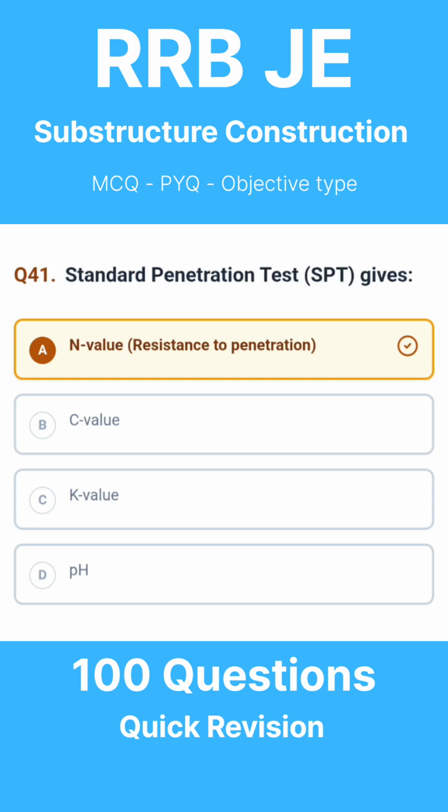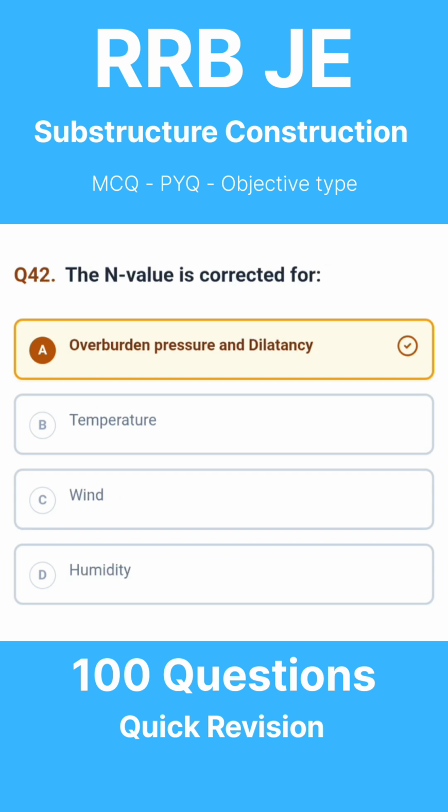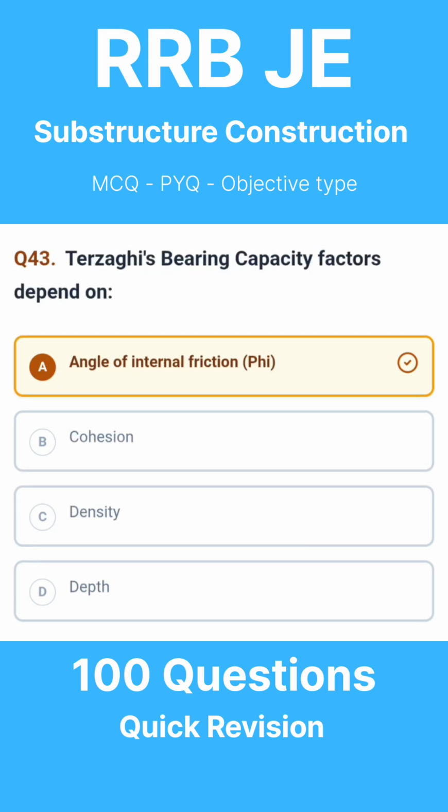Question 41. Standard penetration test (SPT) gives. The correct answer is N value, resistance to penetration. Question 42. The N value is corrected for. The correct answer is overburden pressure and dilatancy. Question 43. Terzaghi's bearing capacity factors depend on. The correct answer is angle of internal friction, phi.